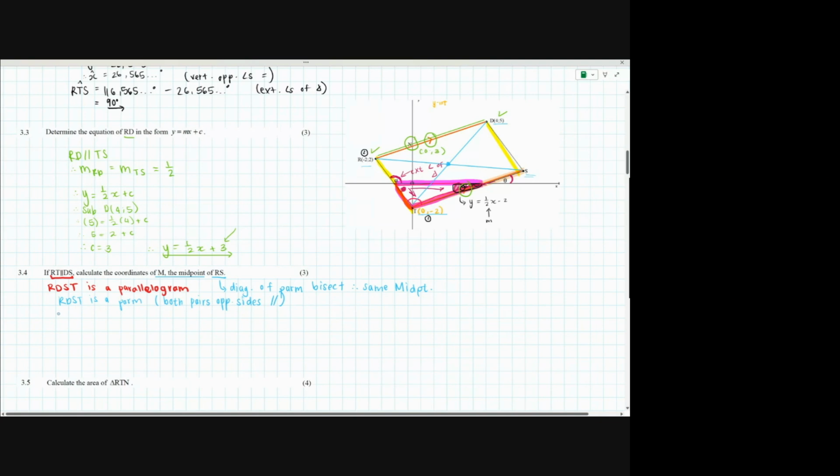And because it's a parallelogram, we therefore know that the midpoint of RS is equal to the midpoint of TD. And that's exactly what I said earlier. The diagonals of a parallelogram bisect each other. So what we can do is work out the midpoint of TD. Now remember, your midpoint formula is the one where it's two fractions: x1 plus x2 divided by 2, y1 plus y2 divided by 2. We're working out the halfway point.